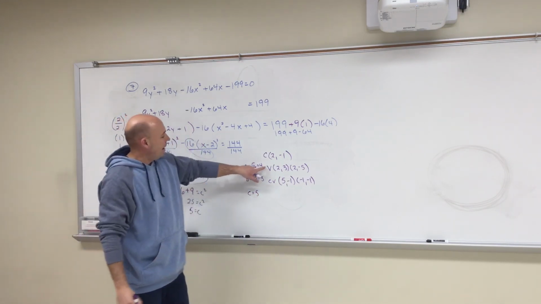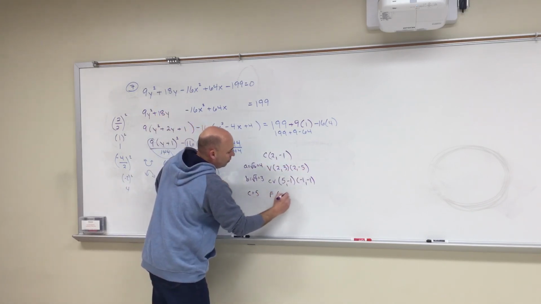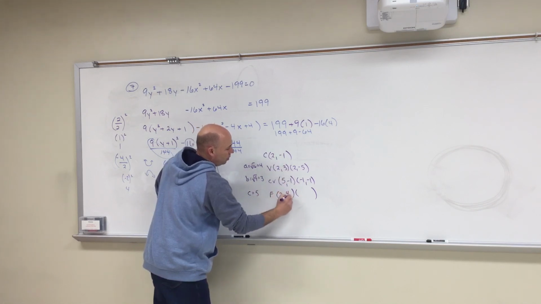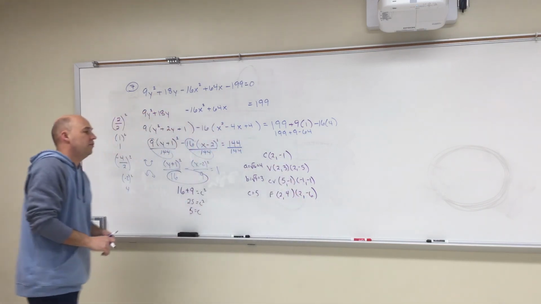Again, since I added 4 to my y value for my vertex, for my foci, I'm going to add 5 again to my y value. So it's going to be 2, 4, and 2, negative 6. And those are all your points that you have to have.